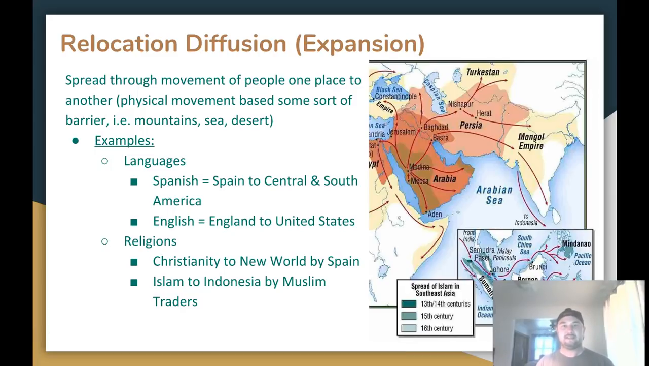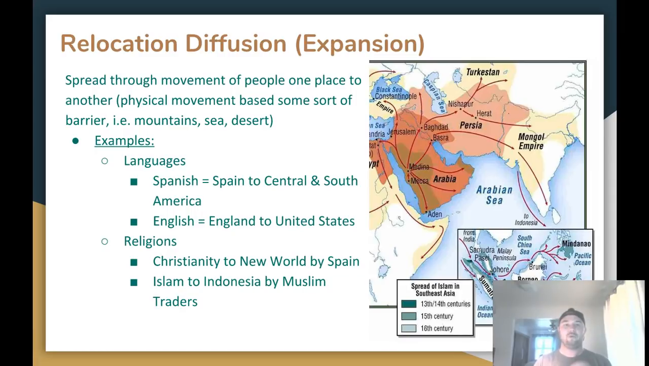English is spoken in the United States because you have a lot of English colonies or colonial people who came from England to the United States. They brought that language with them. Now, we're not talking about forcing it on the Native Americans. We're talking about they just brought that language to this land, and that's why you have a lot of people there speaking that language. Religion, same thing.